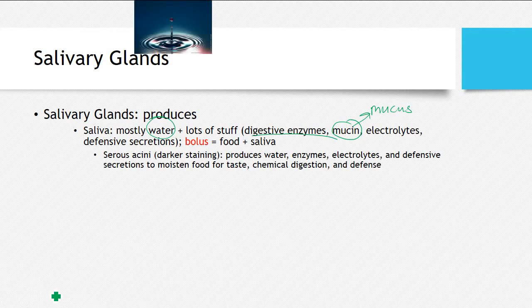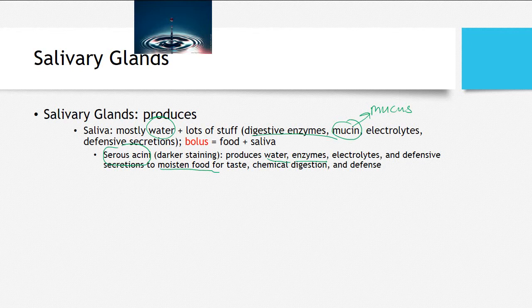The serous acini are the darker staining cells within the salivary glands. These are the ones that are going to be producing the water, the enzymes, the electrolytes, and defensive secretions. They do it to moisten the food so we can actually taste it. Remember what kind of receptor the taste buds are? Chemoreceptors, right? And it has to be in liquid form to be able to taste it.